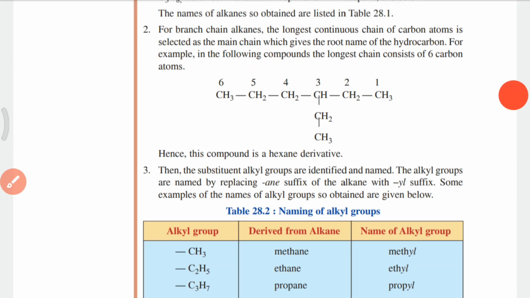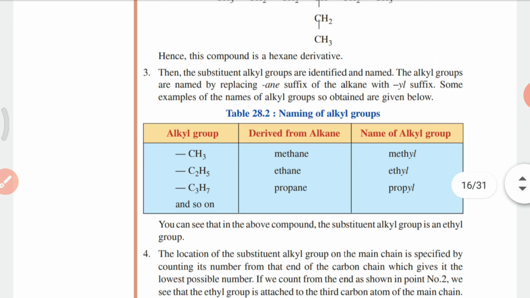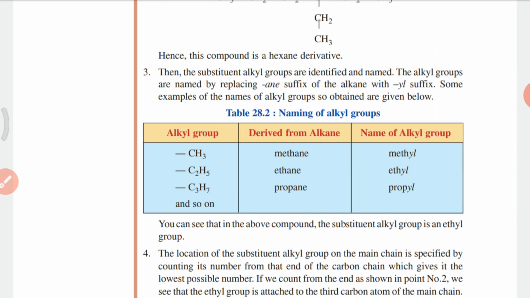This substituent alkyl group is identified and named. The alkyl groups are named by replacing the ane suffix of the alkane with yl. So it is known as an alkyl group. If it contains only one carbon atom, it's methyl. If two, it is ethyl. If three, it is propyl, etc.